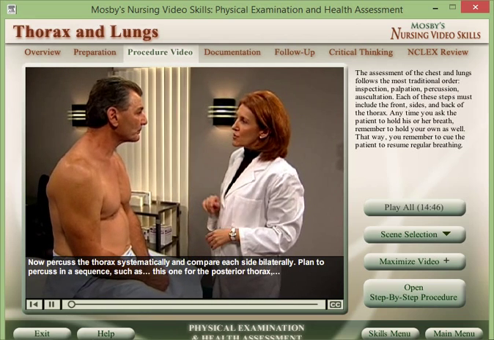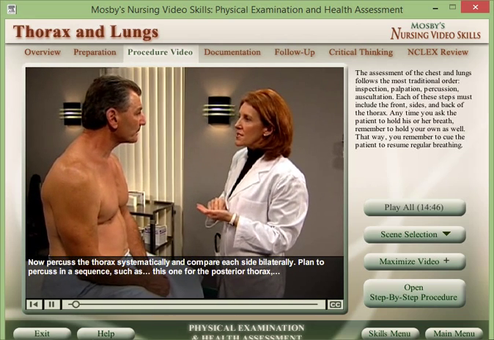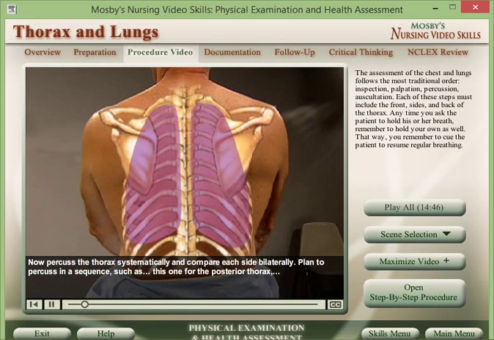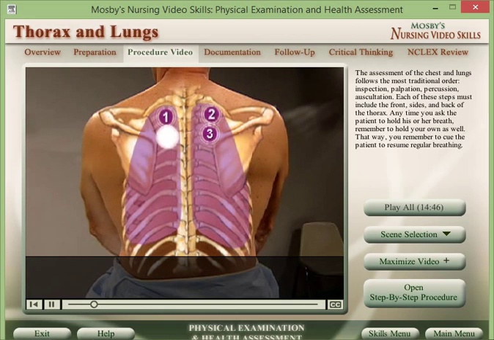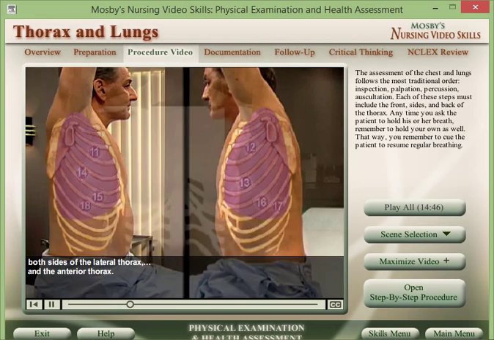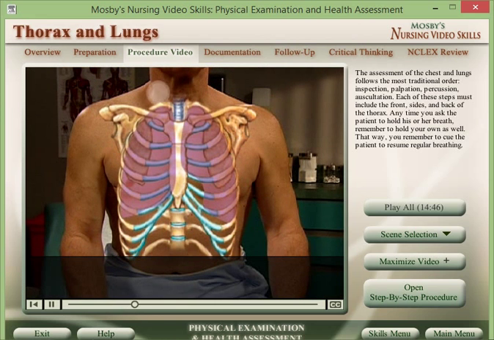Now percuss the thorax systematically and compare each side bilaterally. Plan to percuss in a sequence, such as this one for the posterior thorax, both sides of the lateral thorax, and the anterior thorax.